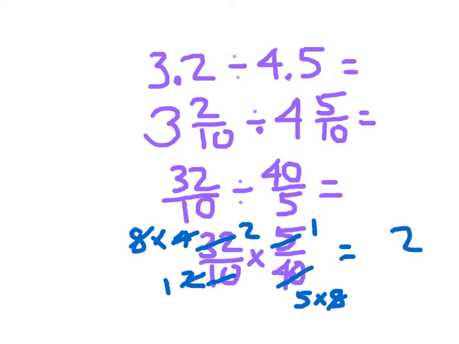2 times 1 is 2 in the numerator, and 1 times 5 is 5. So 3 and 2/10 divided by 4 and 5/10 is 2/5, which is equal to, times 2 and times 2, 4/10, which is written as a decimal as 0.4.